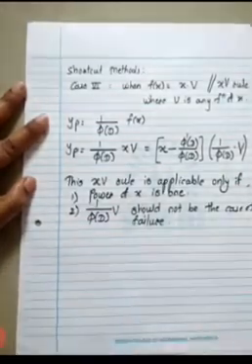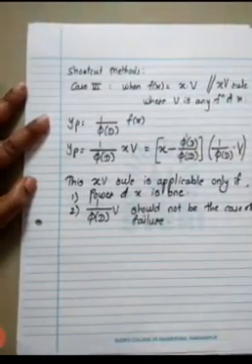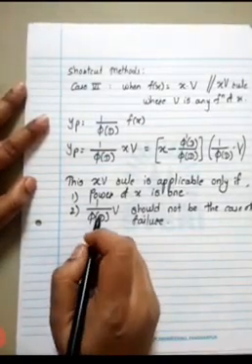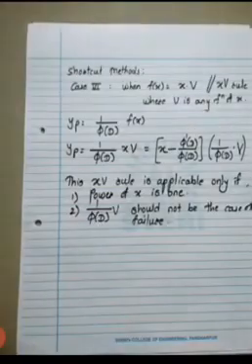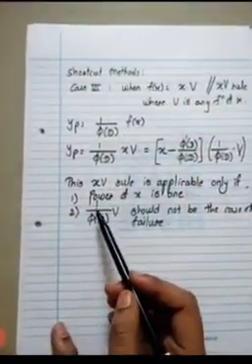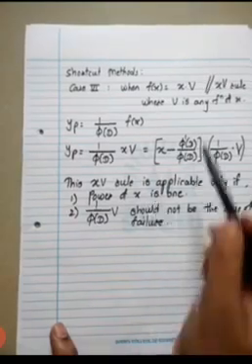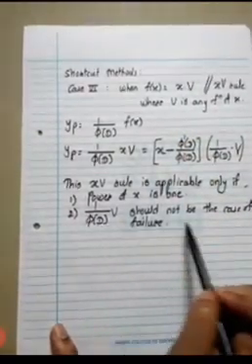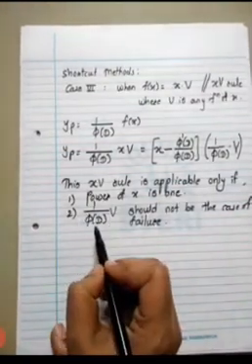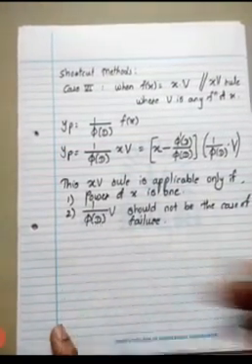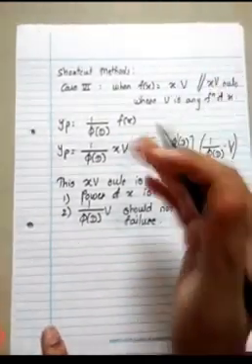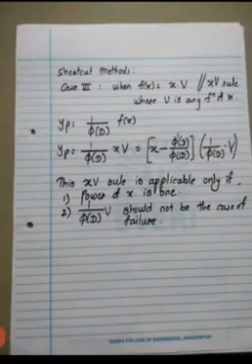It should not be the case of failure. Means what? Not zero. This denominator should not be equal to 0, right? So there are two conditions for the xv rule: first, the power of x must be 1, and second, 1 upon phi d into v should not be a case of failure, that is, this should not be 0. If it is 0, then we cannot apply the xv rule. If the power of x is not 1, say 2 or something, then also we cannot use the xv rule.